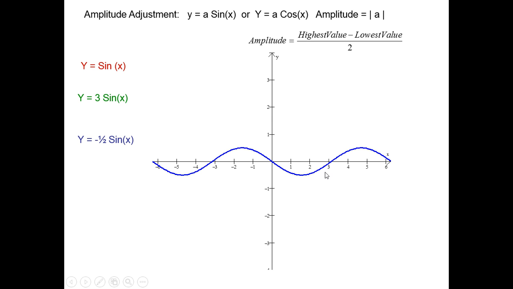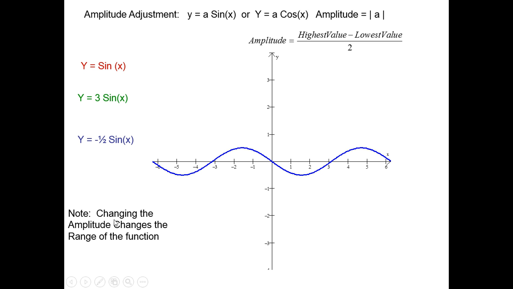Okay, and again, the amplitude is measured. I know you're tempted to think, oh, it's just the height of the wave, but once we start shifting these things off of the axes, you're not going to have that. So just always think highest value minus the lowest value over 2. All right.